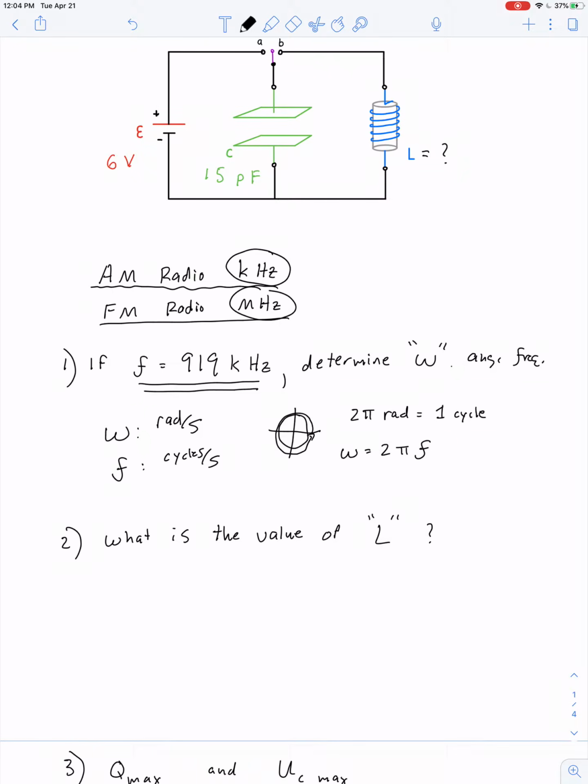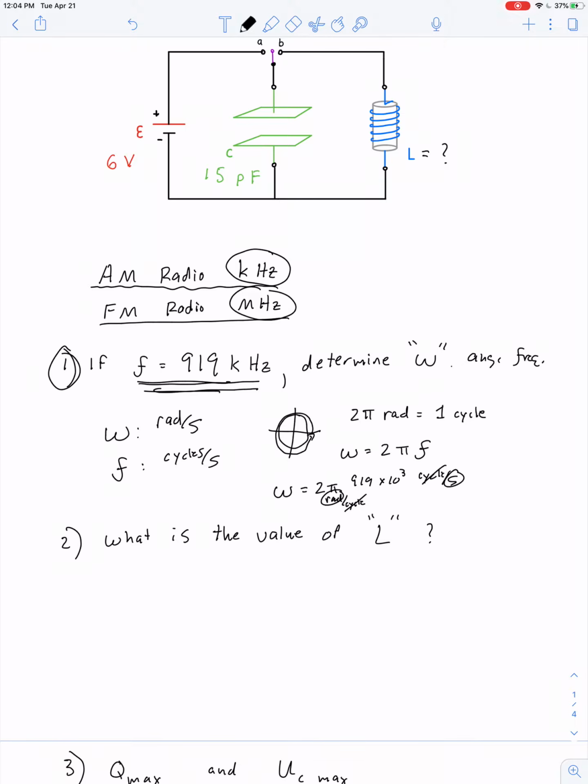So the answer to question number 1, if the standard frequency is 919 kilohertz, then the angular frequency is 2 pi times 919. In other words, 2 pi rad per cycle multiplied by 919, times 10 to the third, by the way, cycles per second. Cycles cancel out. We'll be left with radians per second.